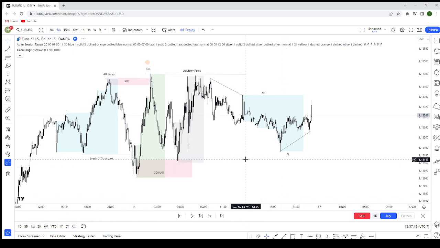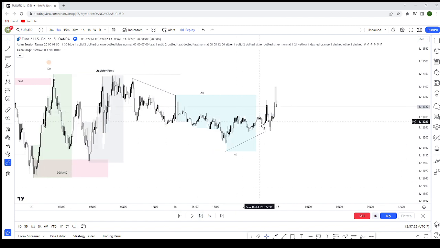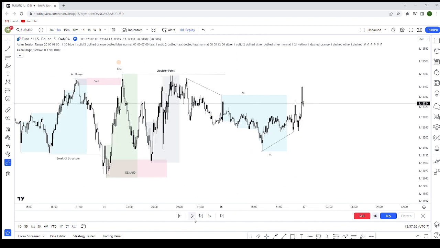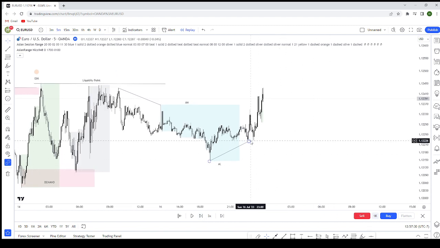And what we want to do then is just watch and then see what happens with the Asian high, Asian low range and see if there's any liquidity points that get swept. So just letting it play out. And then boom, we have London open.